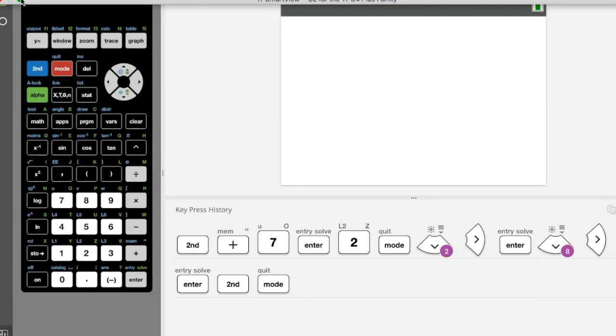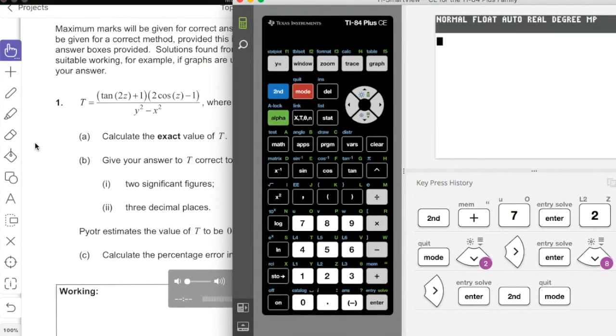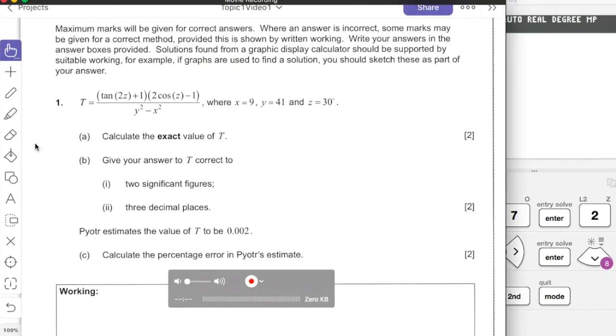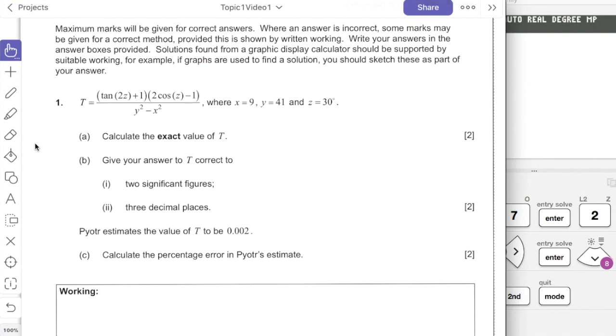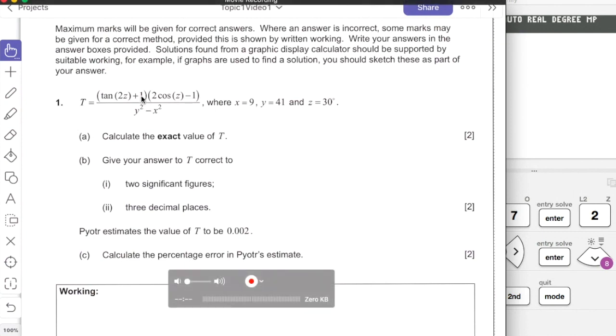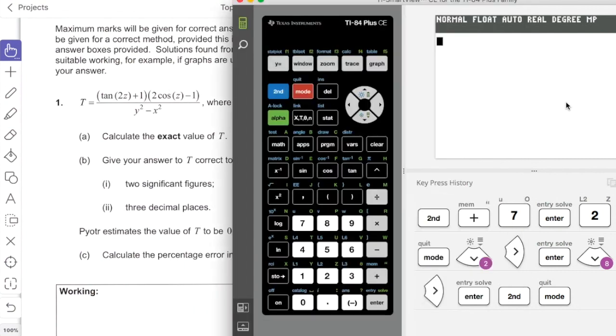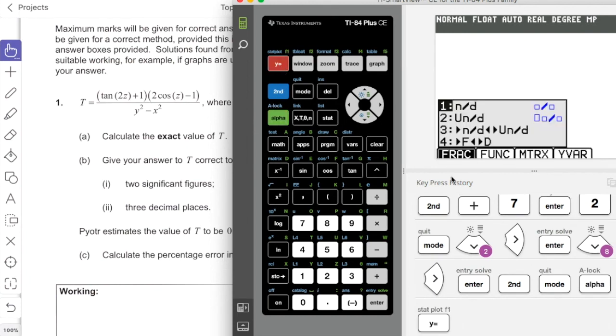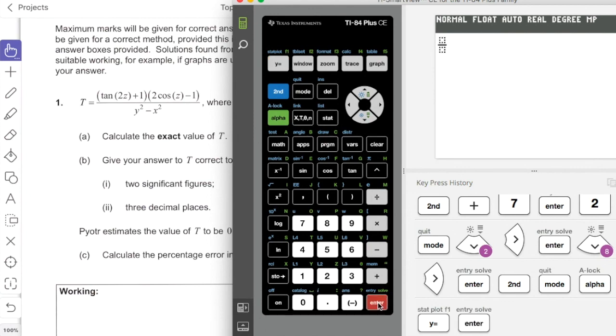Okay, let's take a look at the first question here. This is a topic 1 question. It looks like a rather complicated calculation, but with the shortcut, we're going to make it easy. Set up your calculator for a numerator and denominator. You can do that through the math key, but I'm going to do a shortcut. I'm going to do alpha y equals, and you can see I have the shortcuts, and I have a numerator and denominator there.